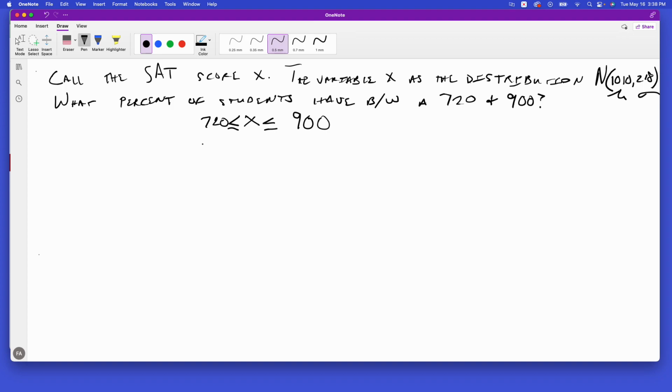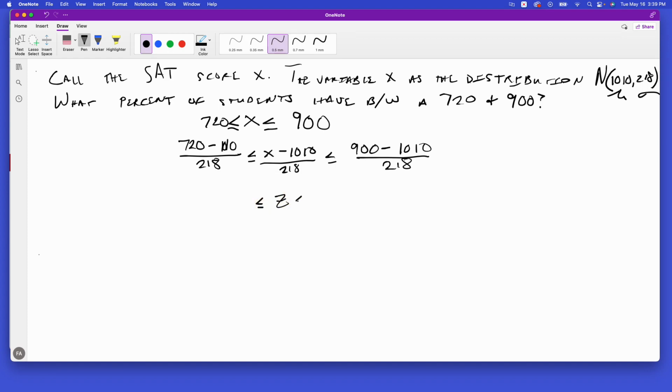So I'm going to subtract the mean from all three sides, and then I'm going to divide by the standard deviation. Okay, so I get 720 minus 1010, divided by 218, is less than or equal to x minus 1010 over 218, which is less than or equal to 900 minus 1010 divided by 218. Now, this center piece here, the one in the middle, that's Z.